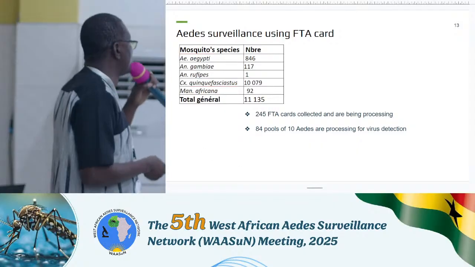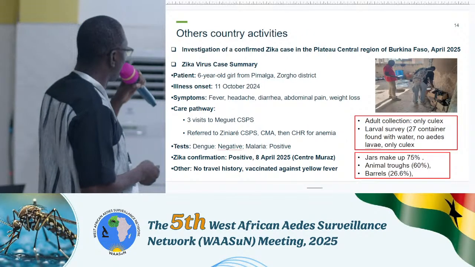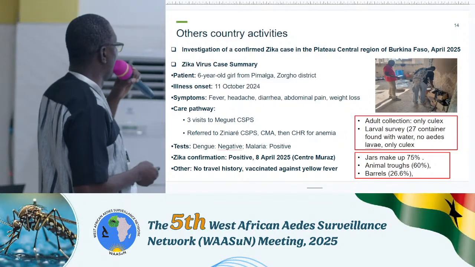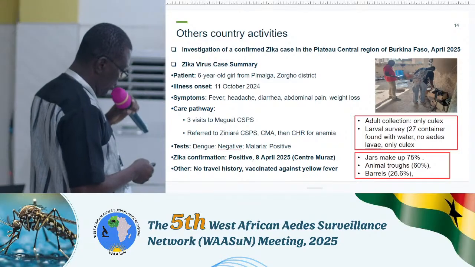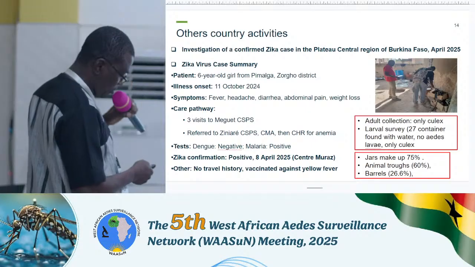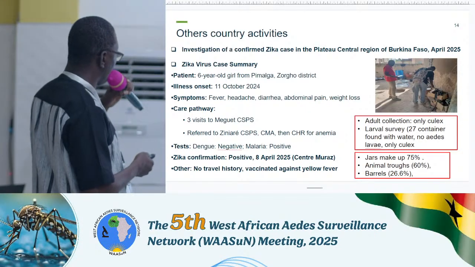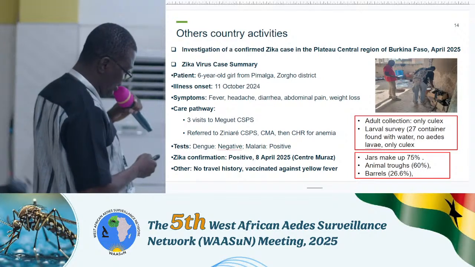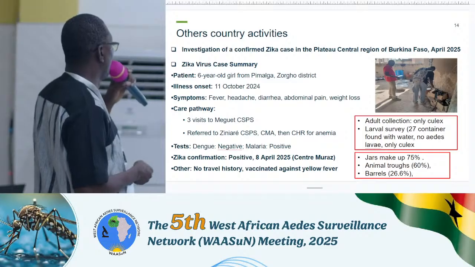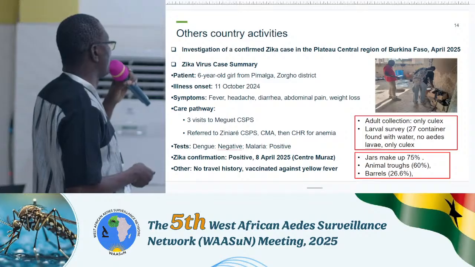For other activities in the country, in April, the Minister of Health informed that there is a case of Zika in the central part of Burkina Faso. We did some investigation, and when we got information about Zika, it was a patient of 6 years old. The illness onset was October 2004.